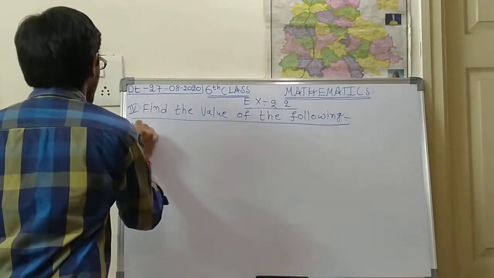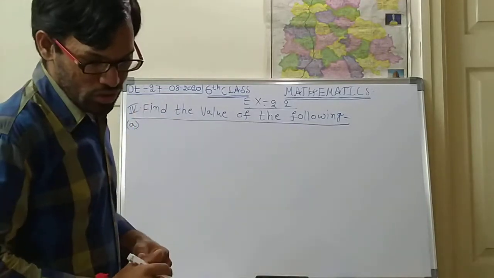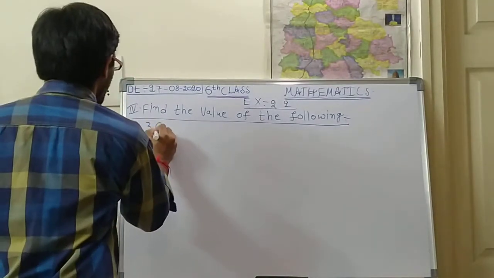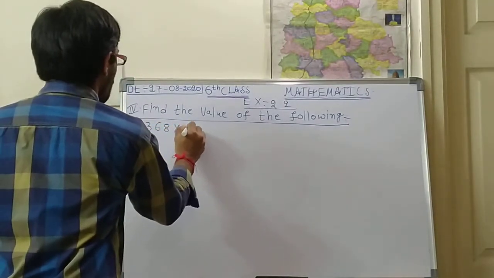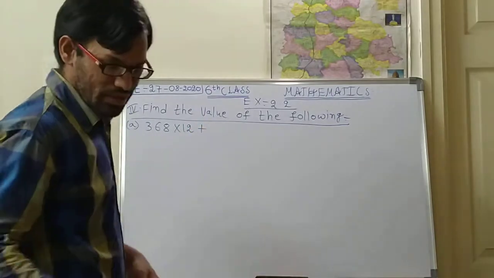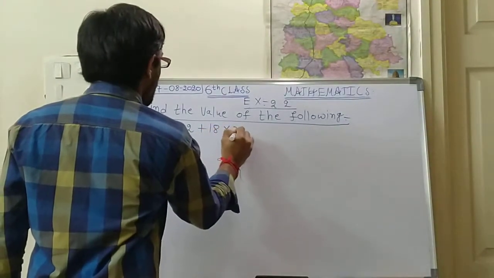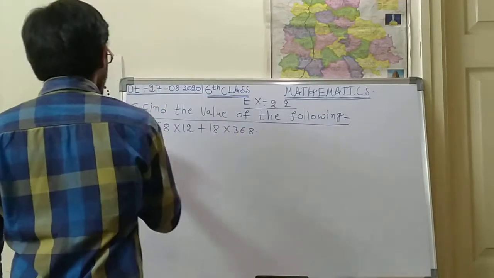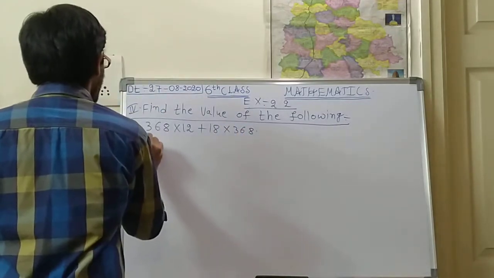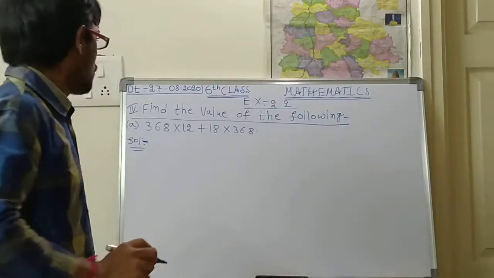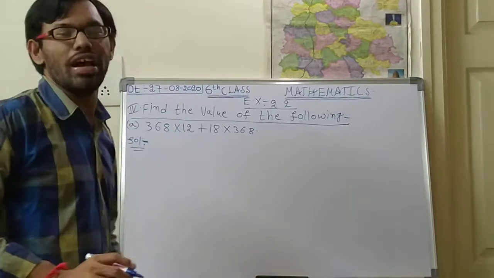In this, the first problem is 368 into 12 plus 18 into 368. This is a problem which is given directly in your textbook, just like this.